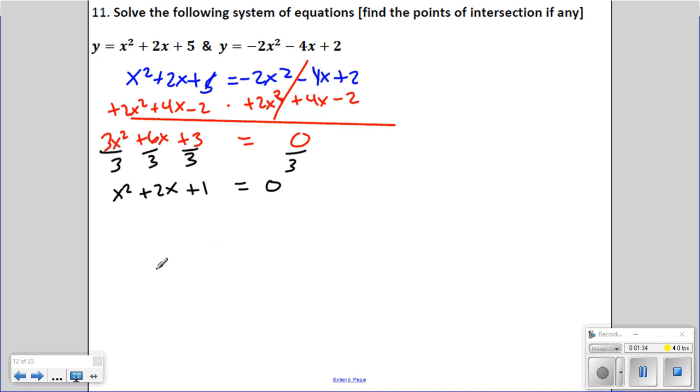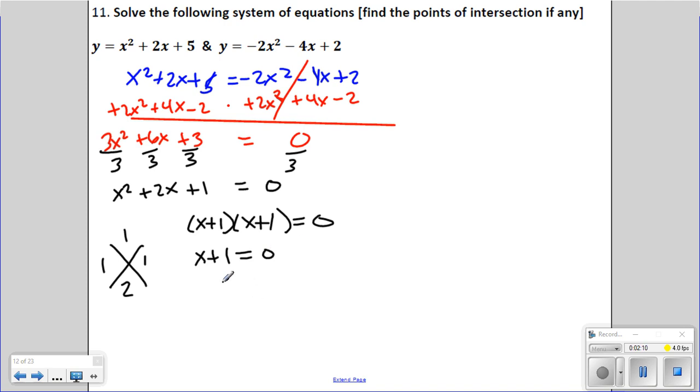Now I'm going to factor to solve the rest of this. When I factor, a times c, which is 1, at the top, b at the bottom, the only factors of positive 1 that would give me a positive 2 are 1 and 1. So my factors would be x plus 1 with x plus 1. Since they're the same factors, we only take one out of the parentheses, set it equal to 0, solve for x, and x is going to be negative 1.